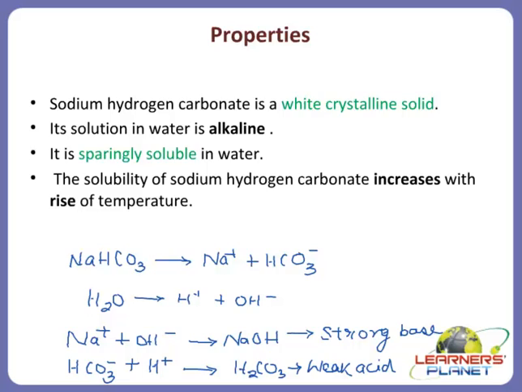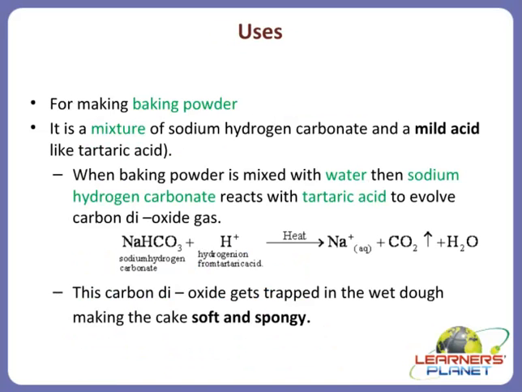Right? Now let's take up few more properties. No, we are taking up uses now. So it is used for making baking powder. Right? How? Baking powder is a mixture of sodium hydrogen carbonate and a mild acid like tartaric acid. Right? When baking powder is mixed with water, what happens? Sodium hydrogen carbonate reacts with tartaric acid to evolve carbon dioxide.